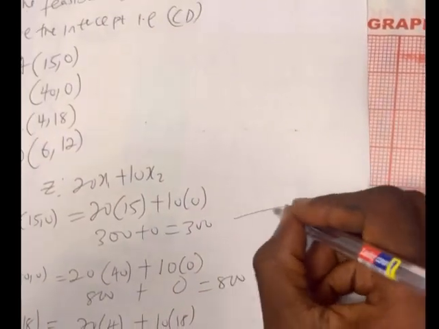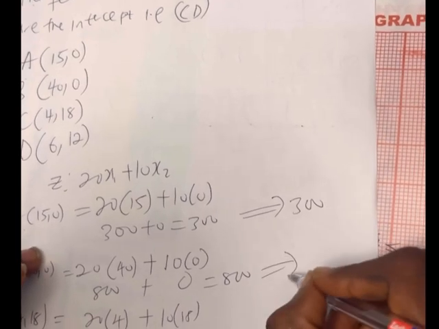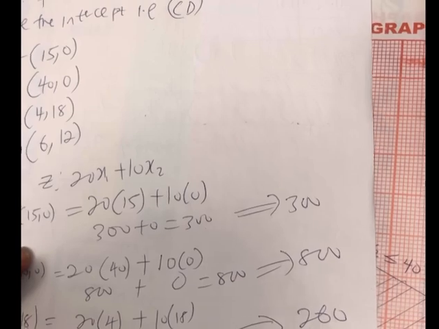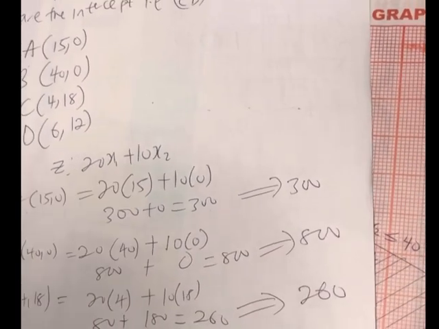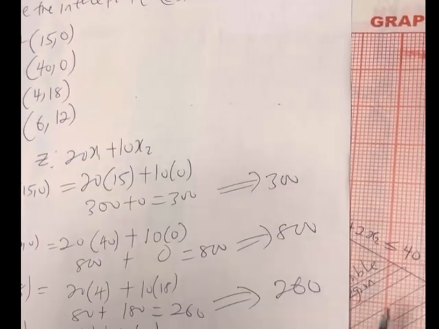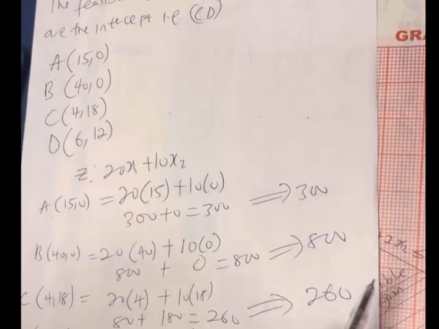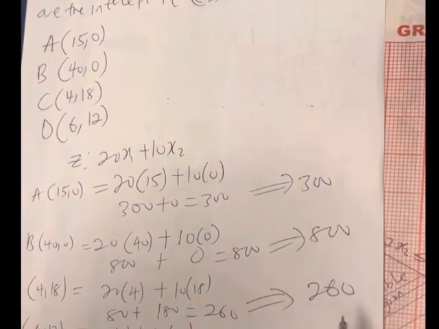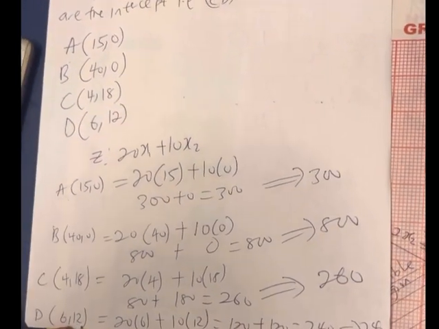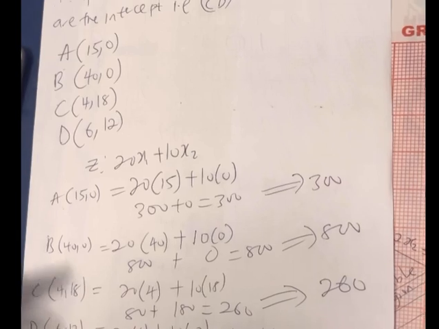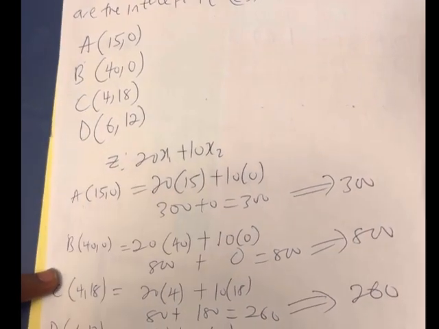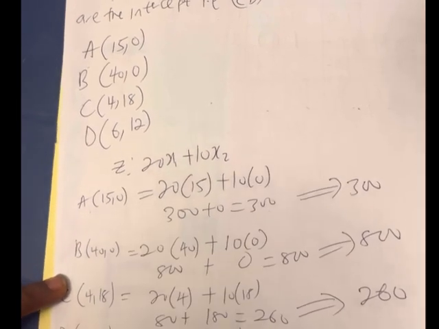So the minimum value of this: our A is 300, B is 800, the value of C is 260, and the value of D is 240. So the minimum value is 240. The value 240 occurs at 6, 12. That is, our x1 is 6, our s2 is 12. So this is our answer. The minimum value is 240, occurring at x1 equal to 6, s2 equal to 12.